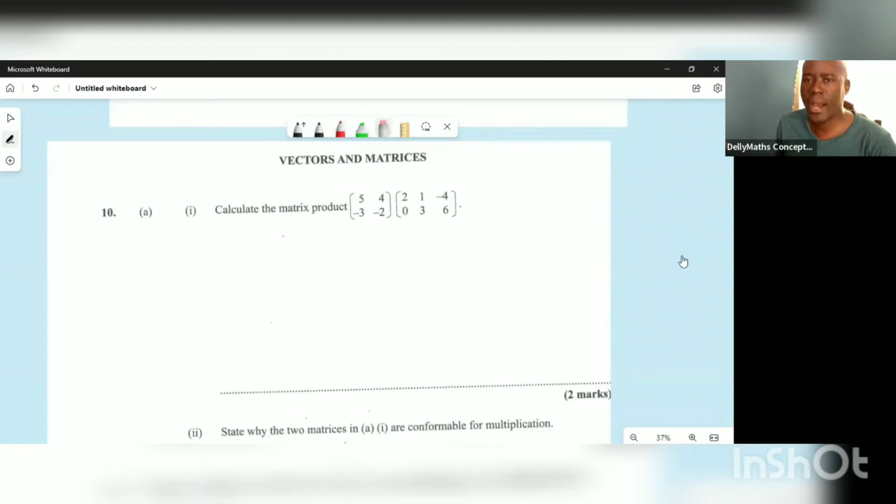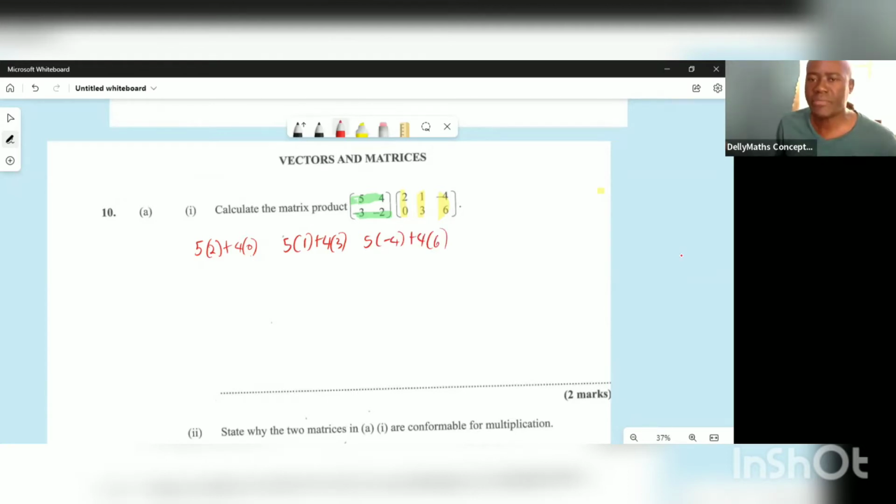Calculate the matrix product, row by column. So let me highlight what we're going to do. We're going to take the rows from the first matrix, and that will multiply by the columns from the second matrix. Across with down. So let's go with the first one at the top. It's going to be 5 times 2 plus 4 times 0. Then 5 times 1 plus 4 times 3, then 5 times -4 plus 4 times 6. So that's row by column right there.